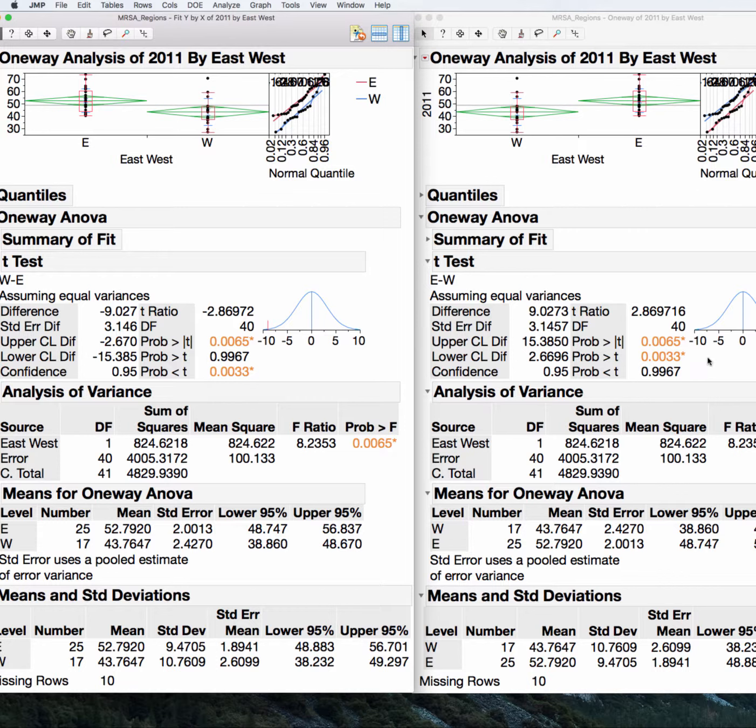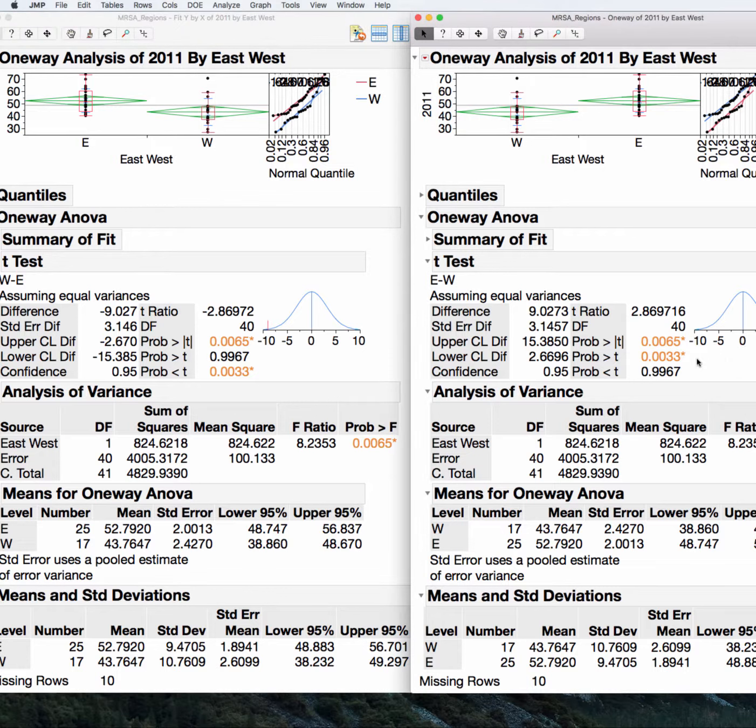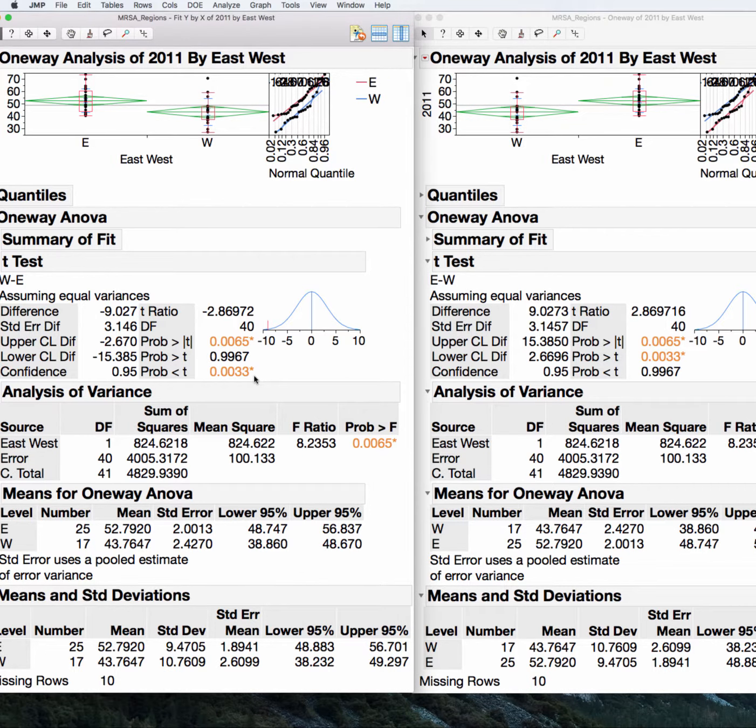Obviously, what this is telling us is if we had a one-sided test asking if east was greater than west, the answer is yes on the right. On the left, if we had a one-sided test asking if west was less than east, the answer is yes. So west less than east is the same test as east less than west, and you will just find them in different places depending upon how you do your subtraction.